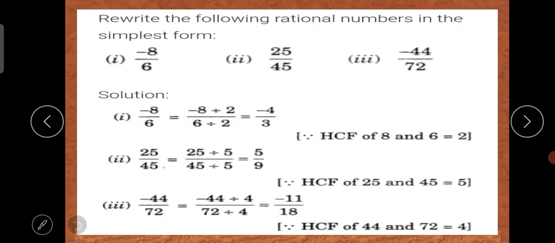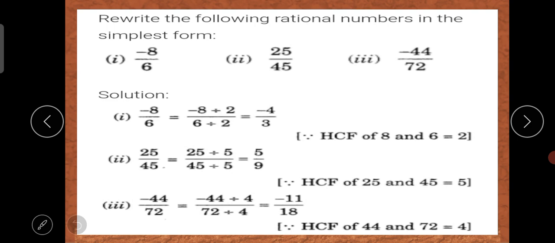Next question, see question number 7. Represent the following rational numbers in the simplest form: minus 8 upon 6, 25 upon 45 and minus 44 upon 72. So here the first one we will solve first, minus 8 upon 6.